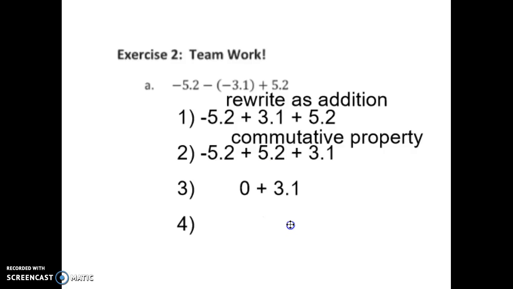But I still have a 3.1. So these together will make 0, and I bring down my 3.1 because I haven't done anything with 3.1. Now my final answer, okay, 0 plus 3.1, yeah, sure. My final answer will be 3.1. And again, by rewriting this as an addition problem, by using my property list, this becomes a much easier problem to solve.